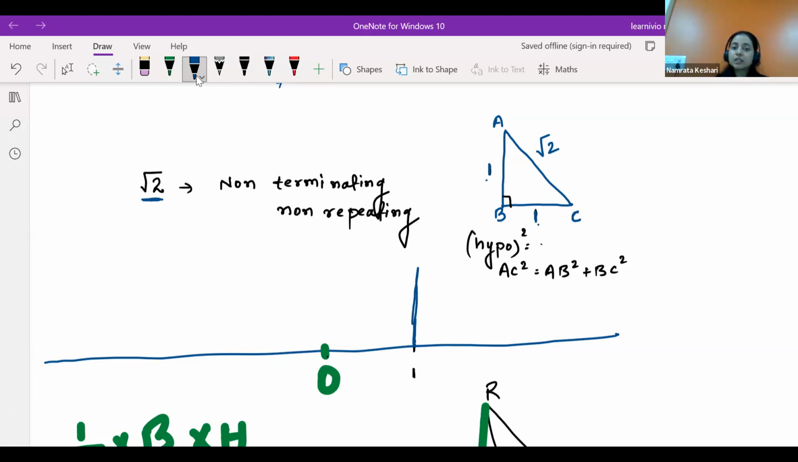With the help of a protractor, it is simple. You just have to place your protractor at this point. Let's say this is O, this is A. At A you have to place it, and then draw 90 degrees. Then you take your compass and make an arc of 1 centimeter, and then join this O with this B. This OB is root 2.